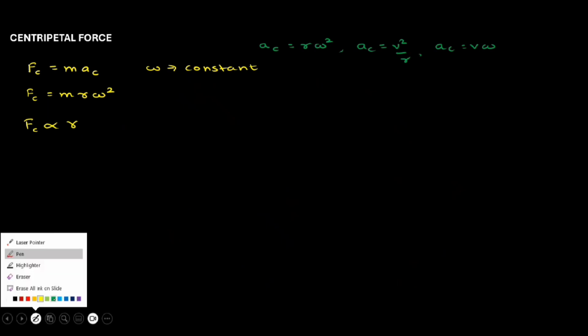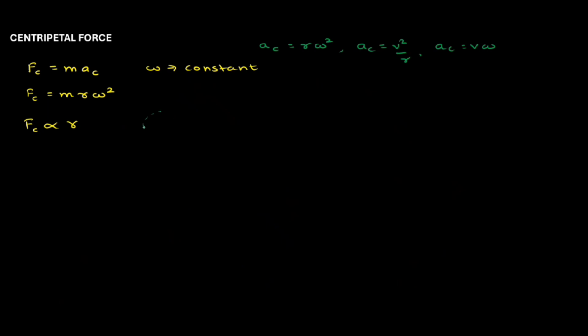So if I had two carousel rides, one with a radius of r1 and the other with a bigger radius of r2. If r2 is bigger than r1 and the angular velocity for both remains the same, then centripetal force for 2 will be greater than centripetal force for 1.